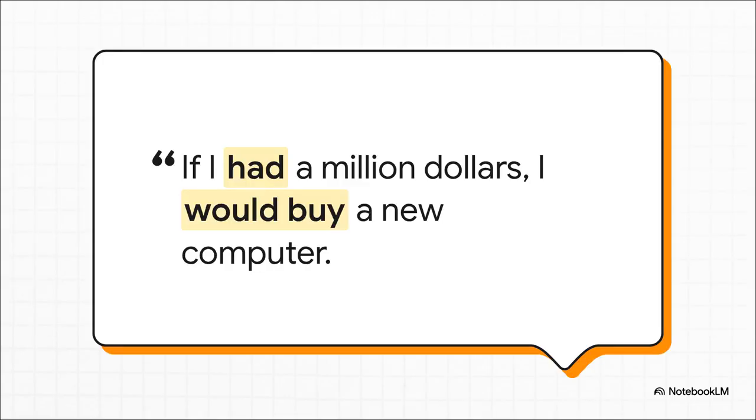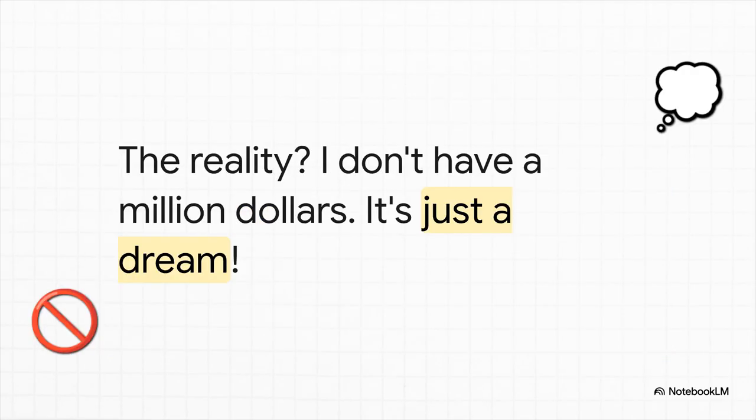Okay, let's look at a classic example. If I had $1 million, I would buy a new computer. See that? The if part uses had, simple past, and the result part uses would buy. And this is what's so cool about it. What this sentence is really saying is that in the real world, I don't have $1 million, so I am not buying that computer. It's just a fun, imaginary idea.